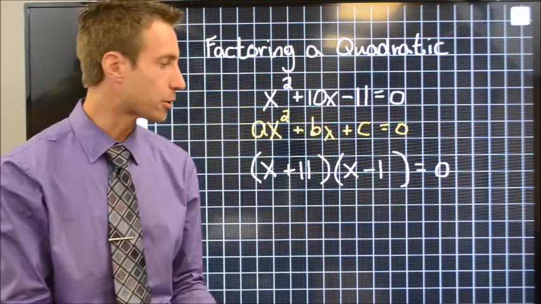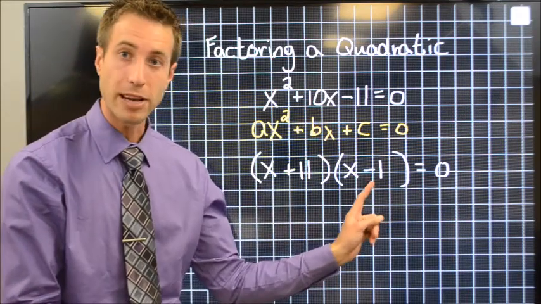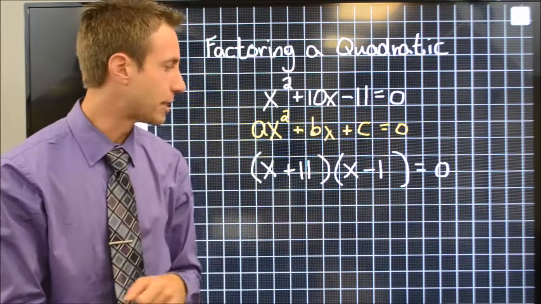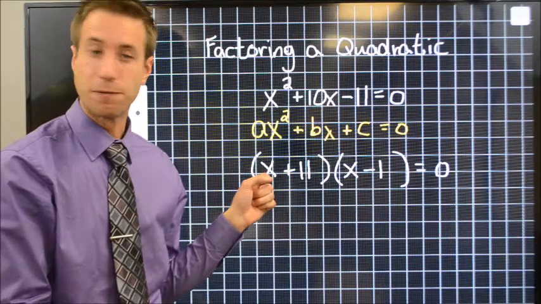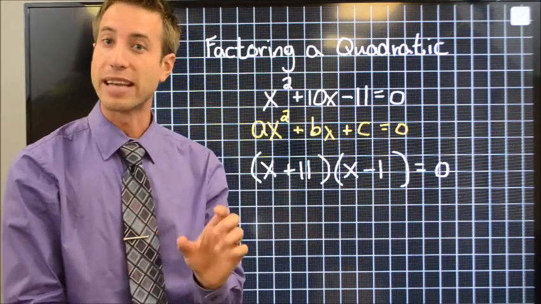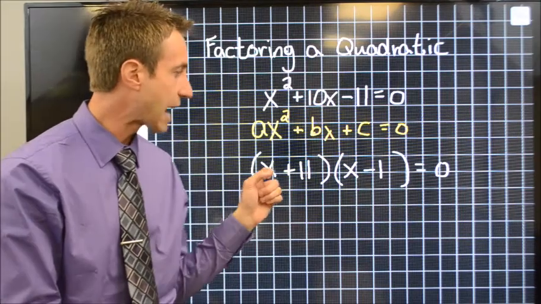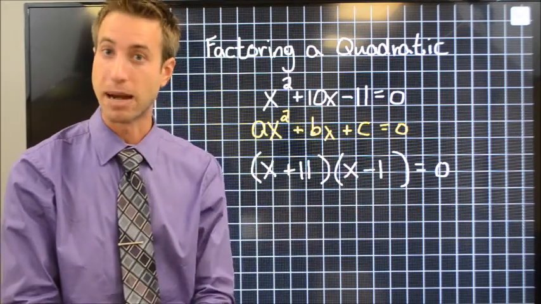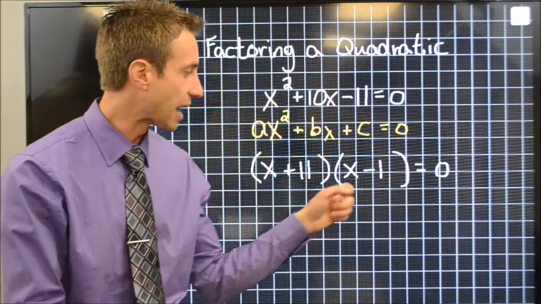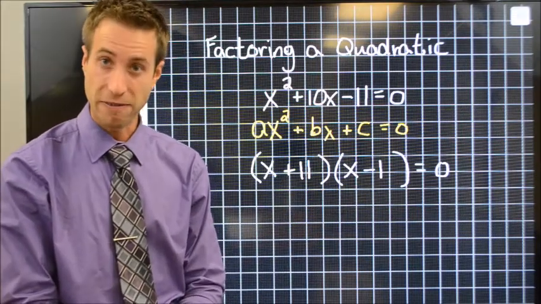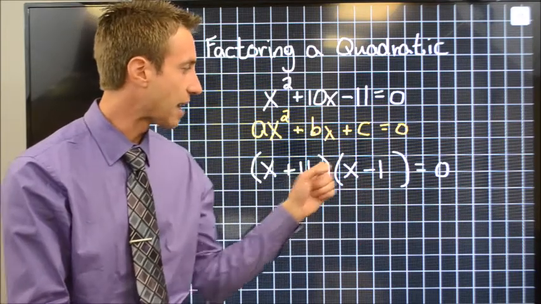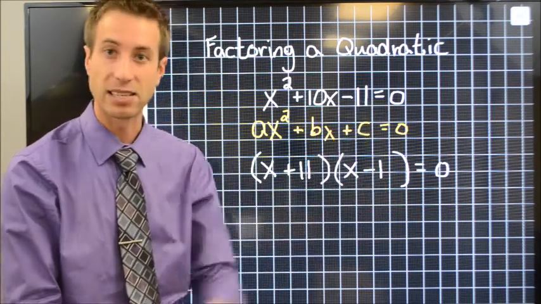What you should be able to do is FOIL these binomials and get right back to what you started with. Let's try a little mental math. FOIL is first, so x times x gets me x squared. Then the next one is O, which is outer. x times a negative 1 would be a minus x. In FOIL, I comes next, which is inner. 11 times x would be 11x. And then finally, L in FOIL is last. 11 times a negative 1 is minus 11.